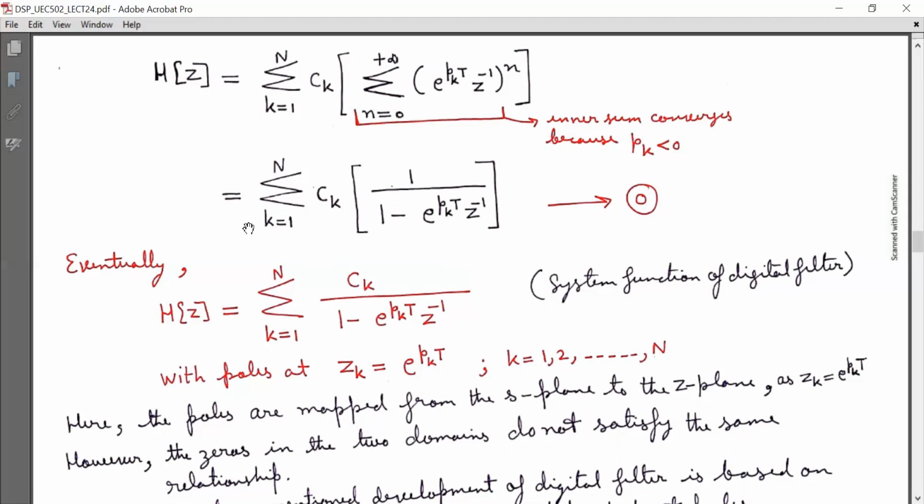So H(z) is equal to summation k running from 1 to N, ck bracket 1 over 1 minus e raised to power pk capital T z inverse. That is by GP series formula. Mark it as equation O.